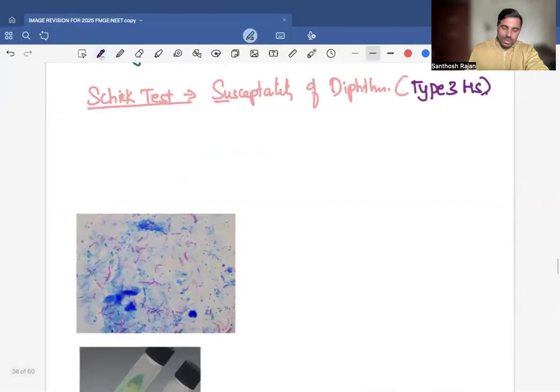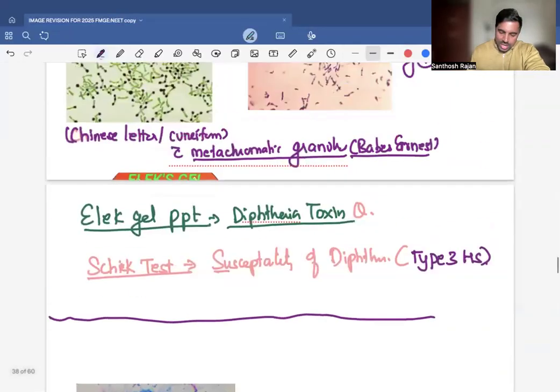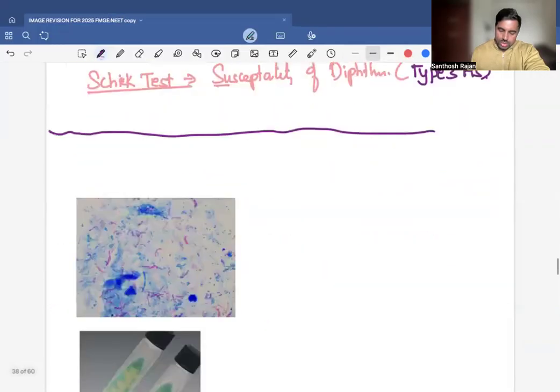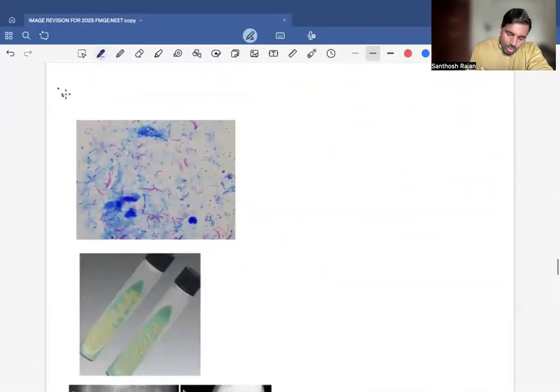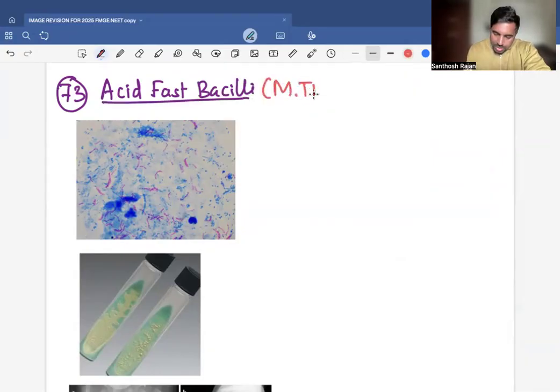Next one, very, very important. The moment you see this picture, you're seeing an acid fast bacilli. Whenever you're seeing an acid fast bacilli, automatically in your mind, what should come? You're talking about Mycobacterium tuberculosis. So this is basically Mycobacterium TB.